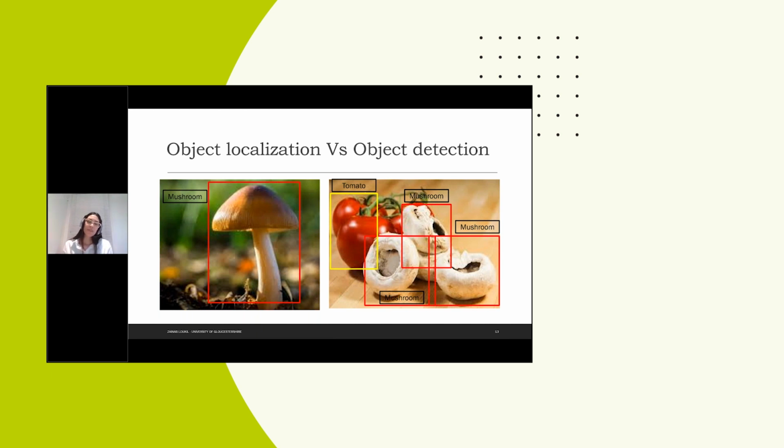Okay, so the difference between these two images is that the left image has one mushroom, and it has a blurred background, so we can't really see what's going on in this side.